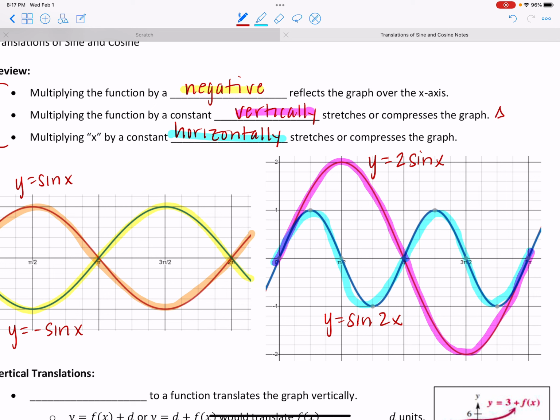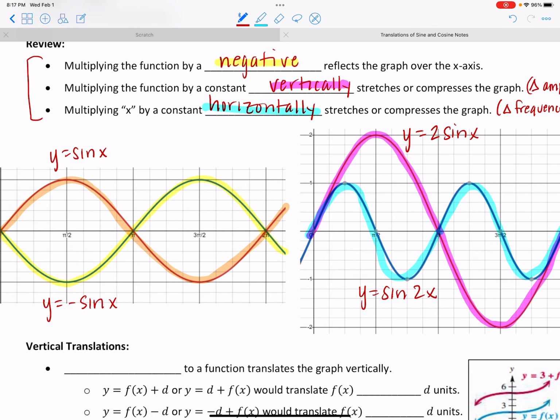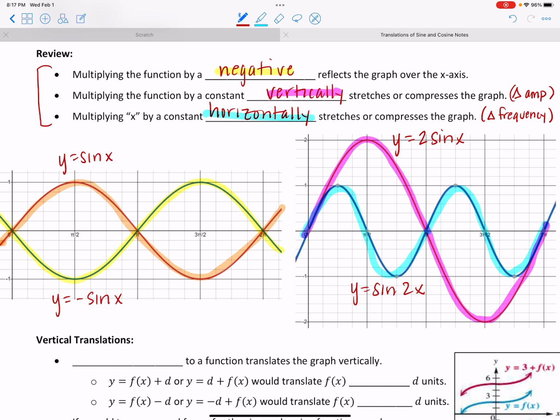So we see a change in the amplitude here, and hopefully we're familiar with delta being a change in. And then this one, because we are going to horizontally stretch or compress, we're going to change the frequency, or how many cycles or how much of a cycle we see from 0 to 2 pi. So here we see a change in the frequency. Okay, so that's the general terminology, but again, affecting our amplitude, our frequency. Those are things we've seen with other functions, and we've seen with sine and cosine.